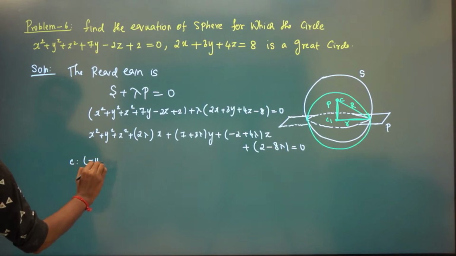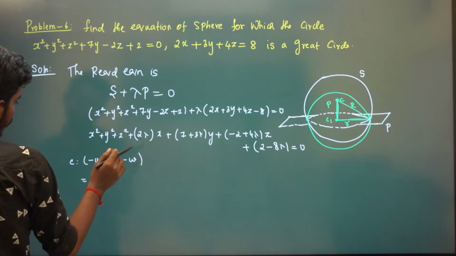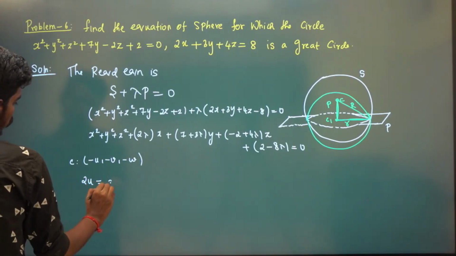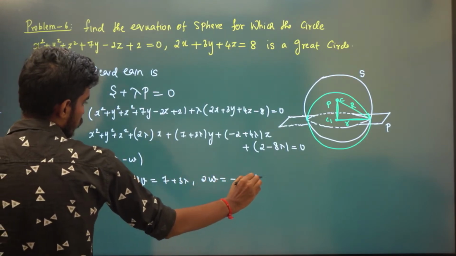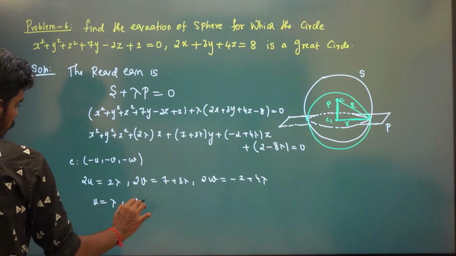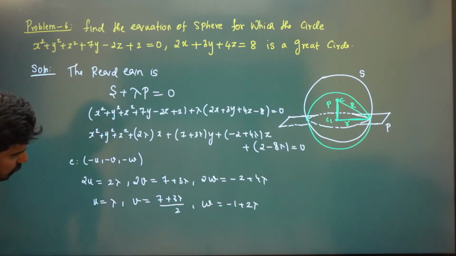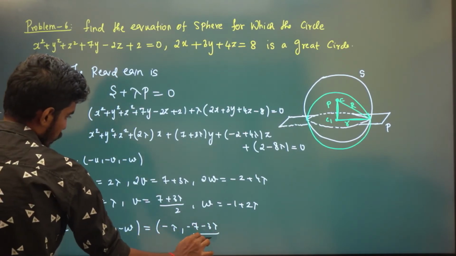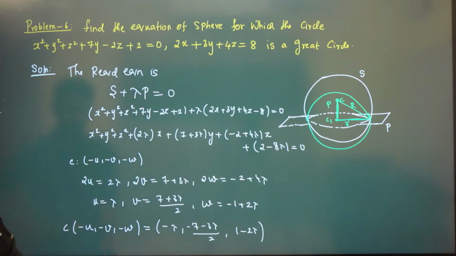What is the center? The center is (minus u, minus v, minus w). So we have 2u to be 2 lambda, 2v to be 7 plus 3 lambda, 2w to be minus 2 plus 4 lambda. So u is lambda, v is (7 plus 3 lambda) by 2, w is minus 1 plus 2 lambda. So the center is minus lambda, minus (7 plus 3 lambda) by 2, 1 minus 2 lambda. This is the center.